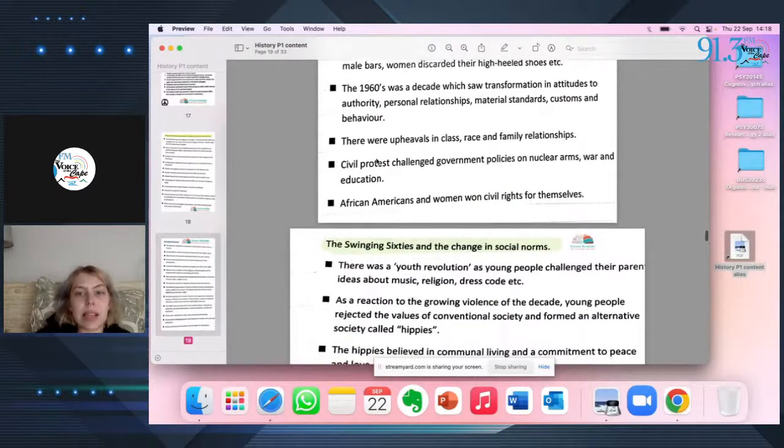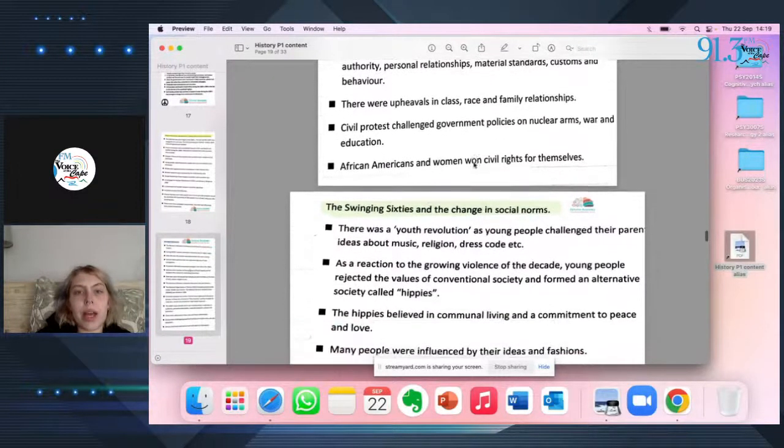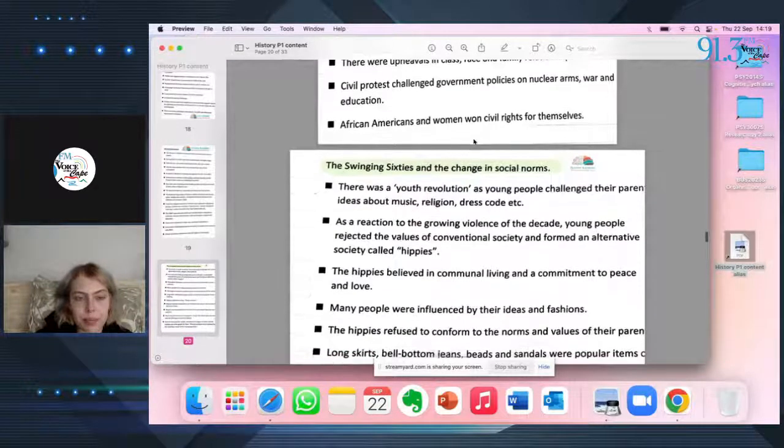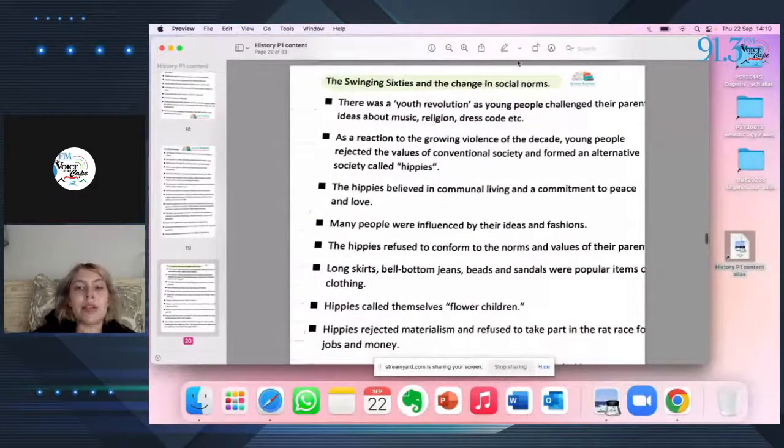The 1960s was a decade which saw transformation in attitudes to authority, personal relationships, material standards, customs, and behavior. There were upheavals in class, race, and family relationships, and civil protests challenged government policies on nuclear arms, war, and education, and African Americans and women won civil rights for themselves. So, the swinging 60s and the change in social norms.